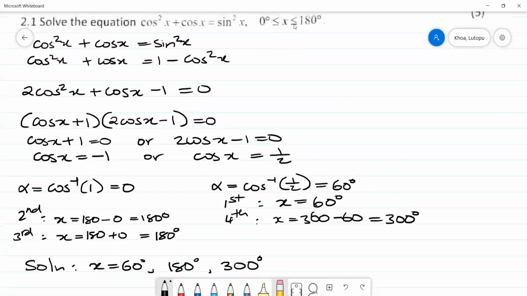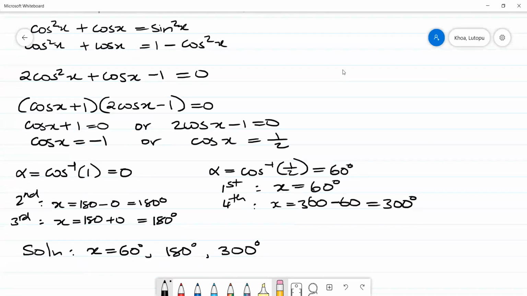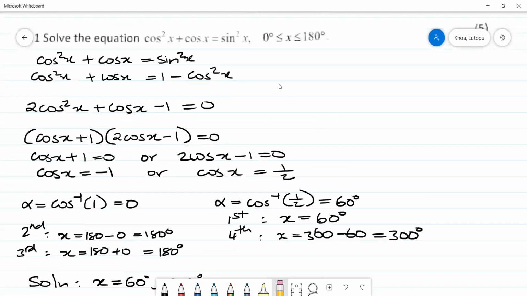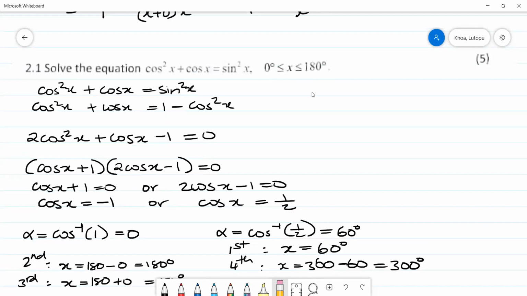So something here, we're only looking for angles between 0 and 180. So actually, this one here is not a solution because it's not in the range that we're looking for. So we have only two solutions. So keep in mind the range that is given over there.